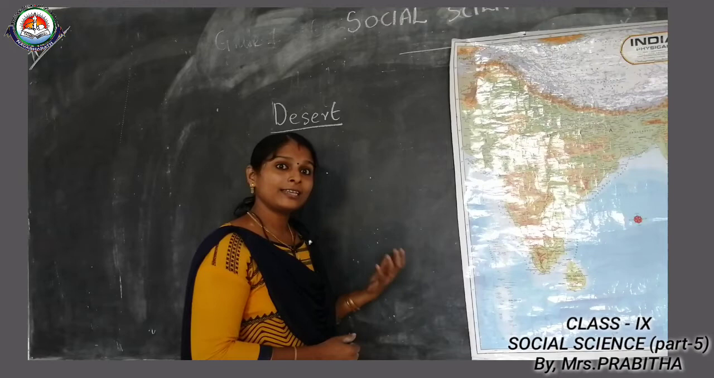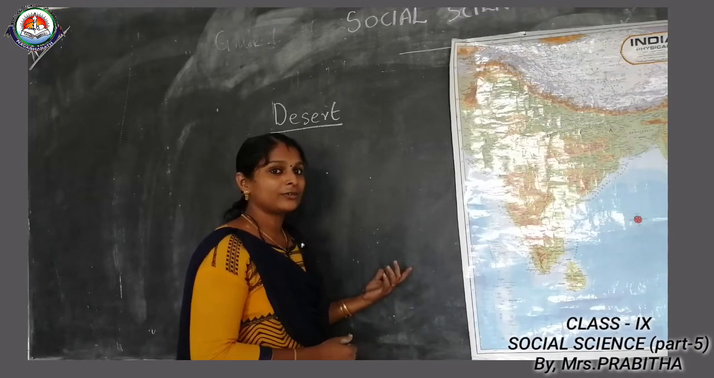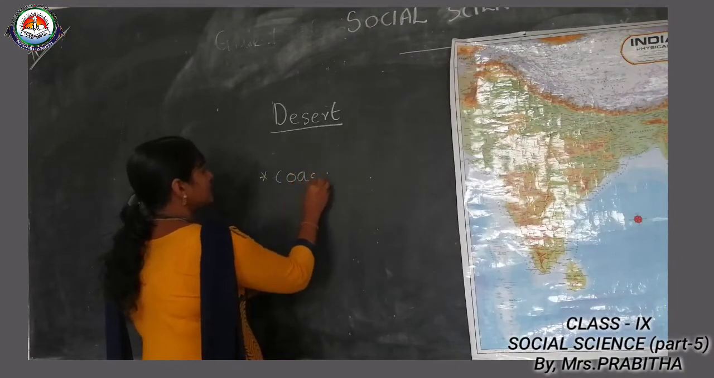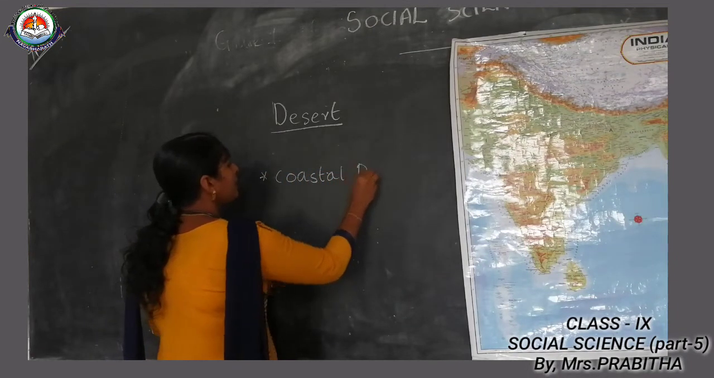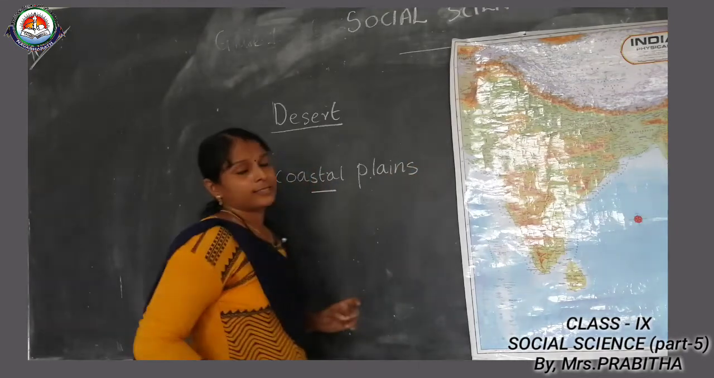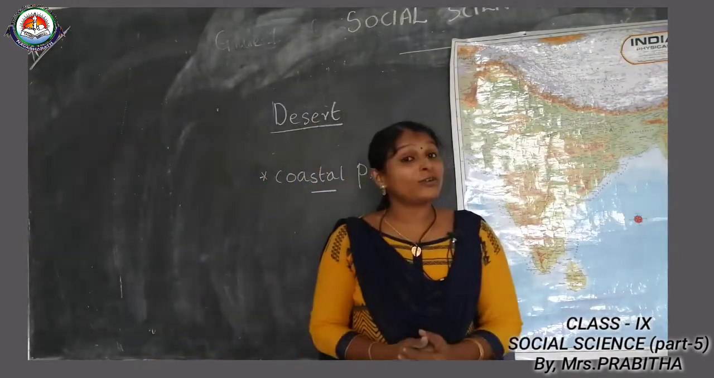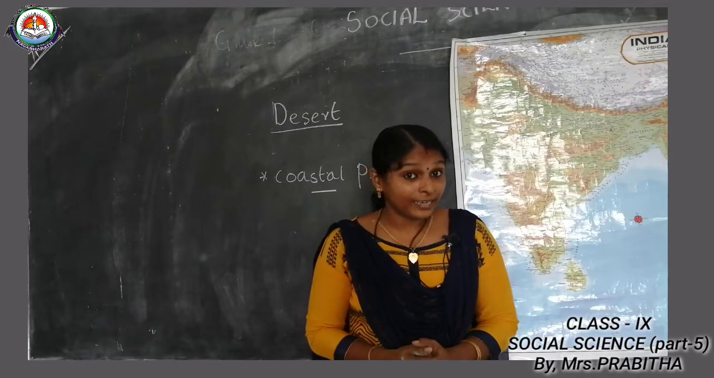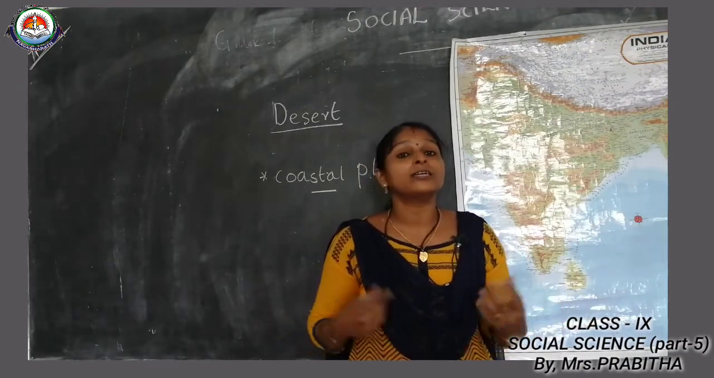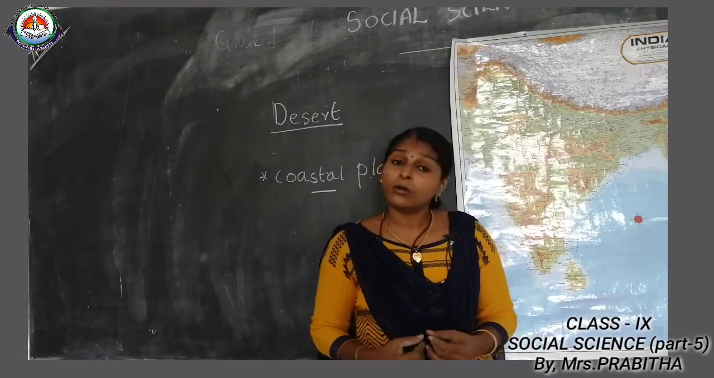Okay, so next we can take the next physical feature. The next physical feature is coastal plains. Which type of land is called coastal plains? Yes, the place near the coast. That means the place near a river, sea or ocean is called coastal plains.